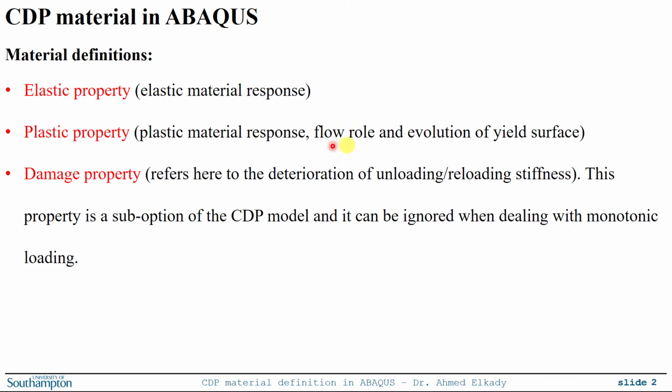And you also define other parameters to characterize the flow rule and the evolution of the yield surface of the material model. And finally, we have the damage property, and this is optional. This is actually a sub-option of the CDP model. And this one refers to the deterioration of the unloading, reloading stiffness of the material under cyclic loading. So if you are dealing with a monotonic loading scenario, you can ignore this property definition.